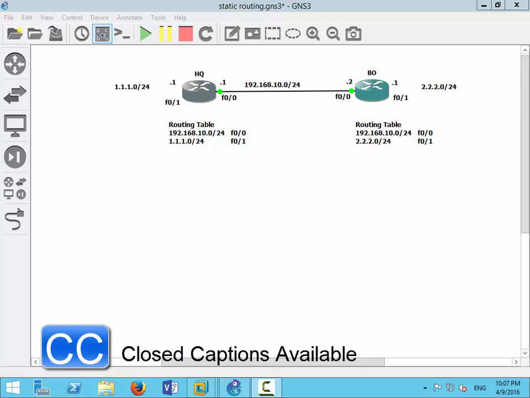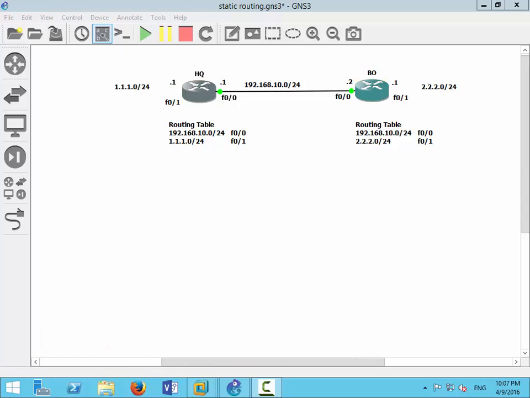Now let's move to another routing scenario. This time we have two routers called headquarters and branch office. If we look at their routing table, you will find that headquarter router has two interfaces, Fast Ethernet 0/0 and Fast Ethernet 0/1. Network 192.168.10.0/24 is configured on Fast Ethernet 0/0, and 1.1.1.0/24 has been configured on Fast Ethernet 0/1.